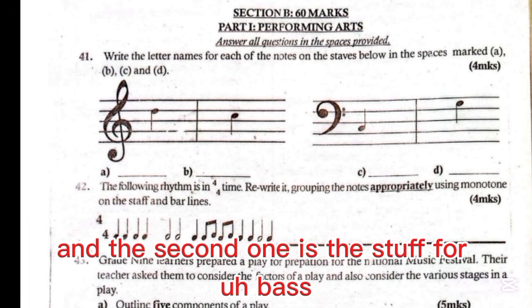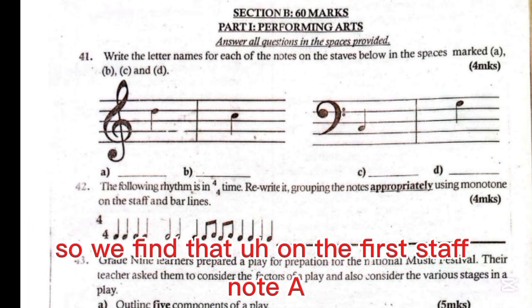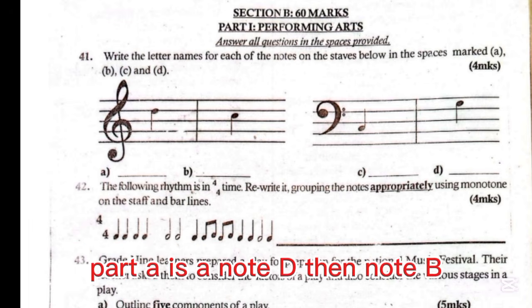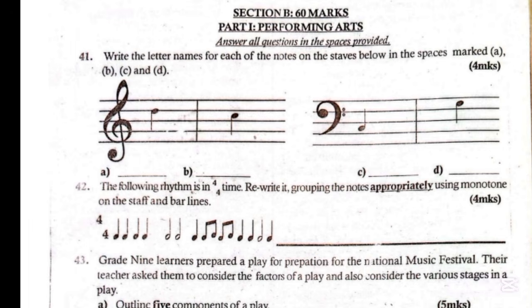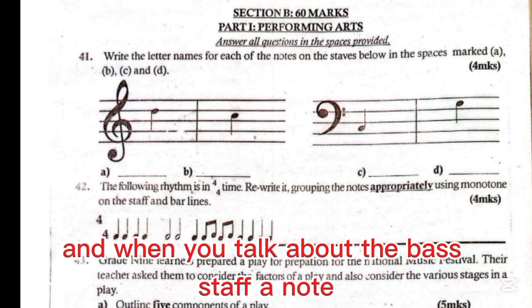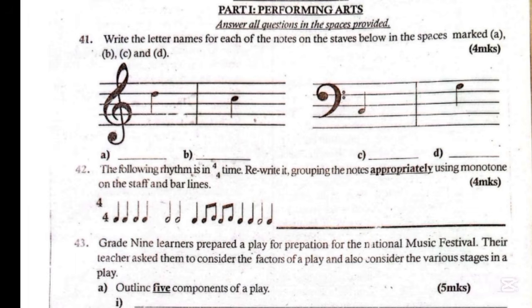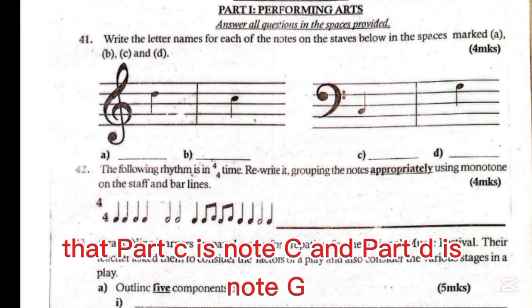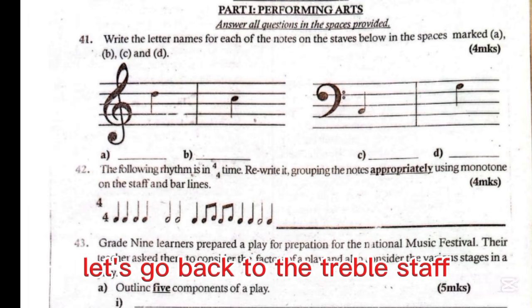bass. So you find that on the first staff, note A is note D, then part B is note C. When you talk about the bass staff, part C is note C, and part D is note G. Let's go back to the treble staff.